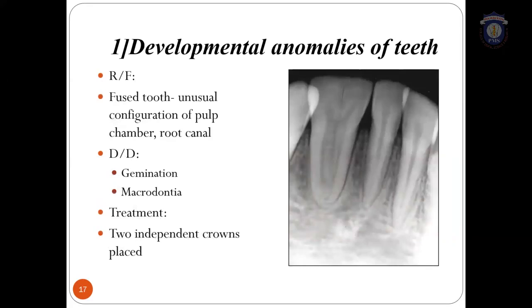Radiographically, you will see that there is a fused tooth. You will see there is an unusual configuration of the pulp chamber and the root canal. We need to differentiate it from gemination and macrodontia. For treatment, in permanent dentition, you can give 2 independent crowns.